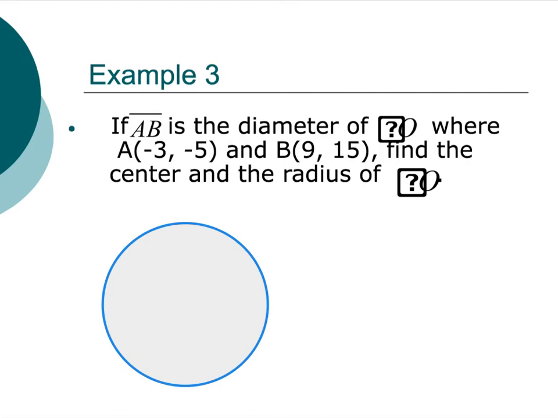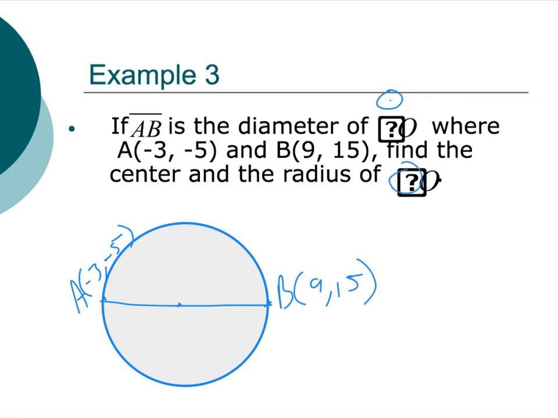Alrighty, if AB is the diameter of circle O, where A is negative 3, 5. So I'm just going to pop A over here, and we'll label that as negative 3, comma, negative 5. And B is 9, 15. This is our diameter, so I'm just going straight across through the center. Right there. Find the center and the radius of circle O.